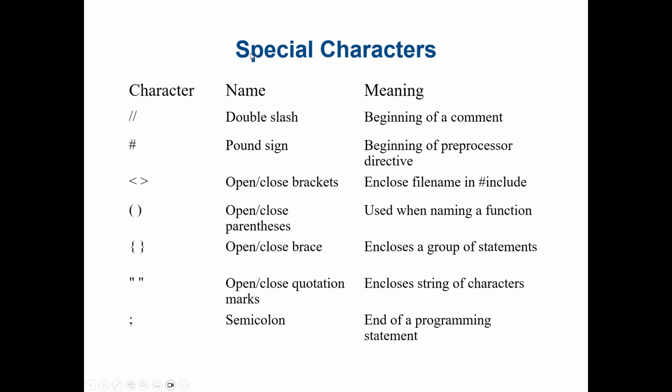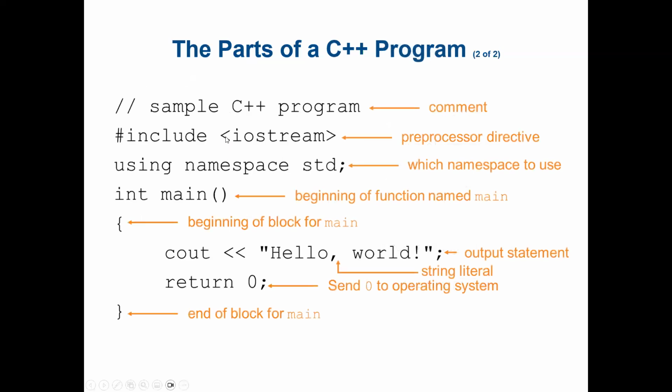So also in the program, we have what we call the special characters. For example, we saw the comment, the beginning of a comment, double slash. Also, a pound sign is used for the beginning of a preprocessor directive. When we are using the iostream, we start with the pound sign, then include. Then we also have the open and close angle brackets. Normally, we enclose a file name in them, in #include also. We can see what we mean here, open and close bracket, iostream. To include the preprocessor, we use the pound sign to start.